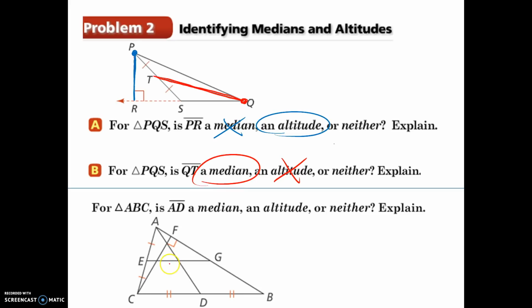And then last, for the bottom one, for triangle ABC, is AD a median, altitude, or neither? So let's use red again. AD. Again, I see that there is no right angle symbol, so it's not an altitude. If it's a median, it leaves from a vertex and it cuts the opposite side in half, and I see that it does cut CB in half. So it would be a median.